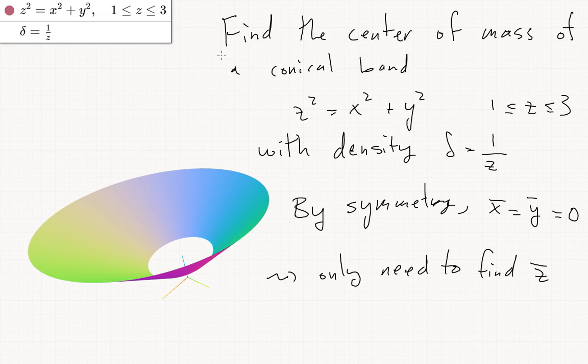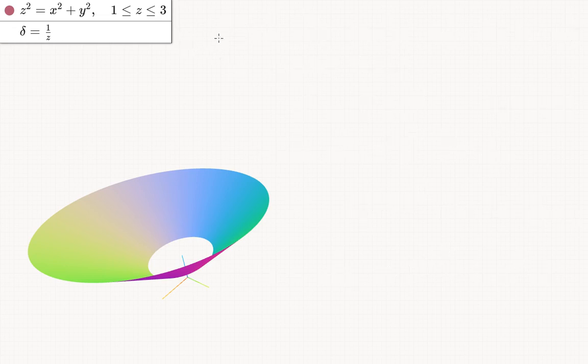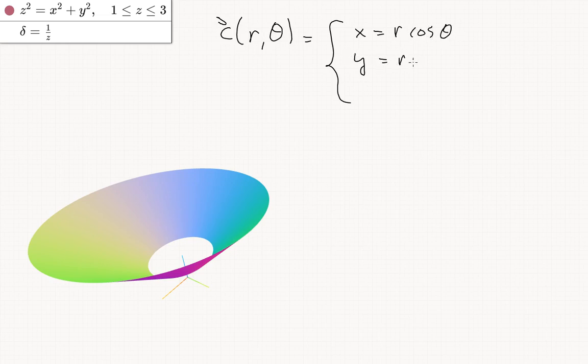So first we'll parameterize our domain. So we'll take C of r theta will be x is r cos theta, y is r sine theta, and then if z squared is x squared plus y squared, then z is just equal to r. So r will go between 1 and 3, since that's our bounds for z, and z is r. And theta, as usual, will go between 0 and 2 pi.